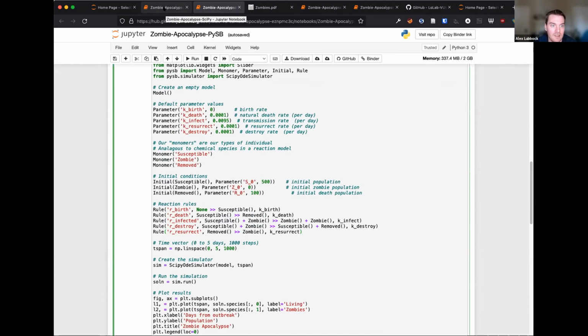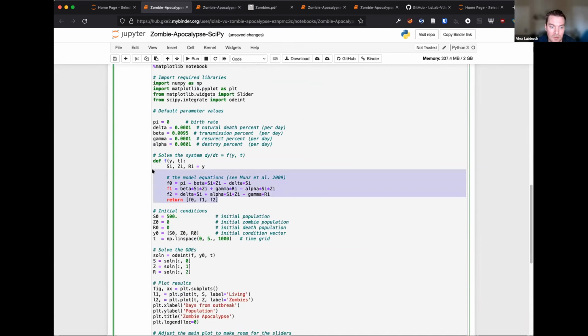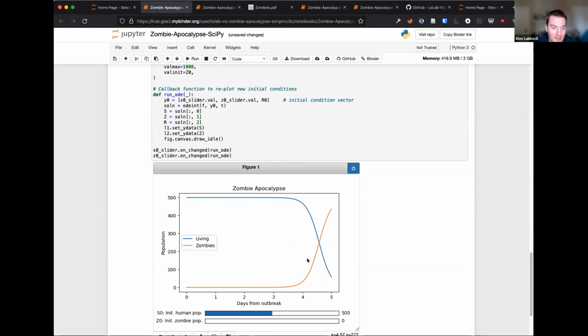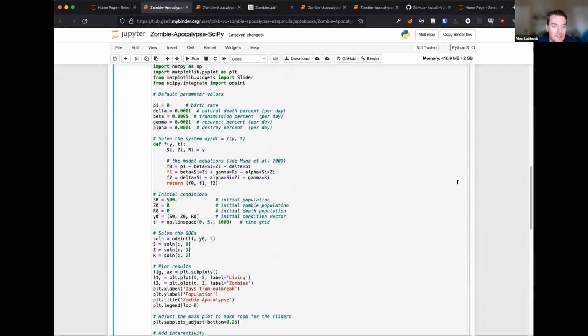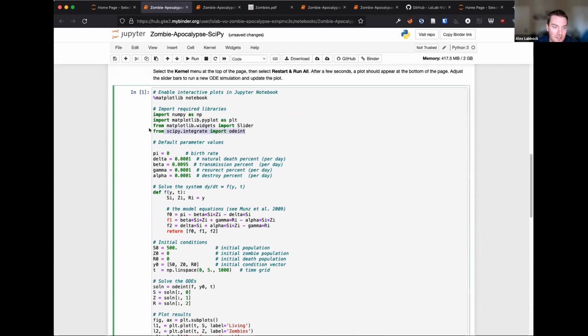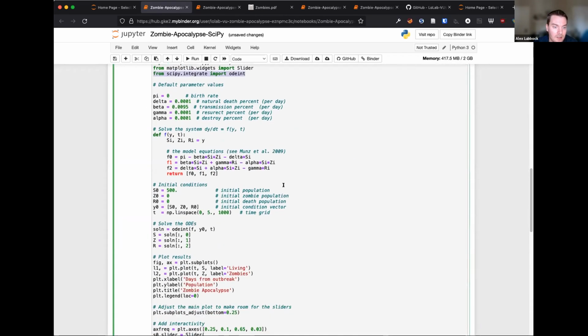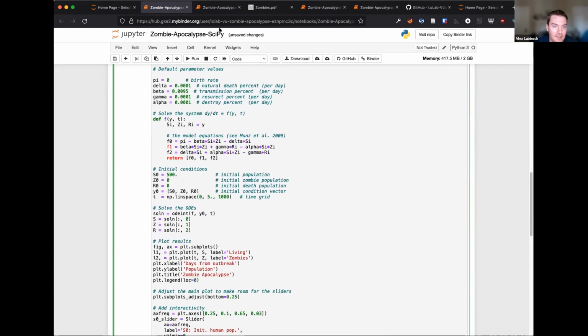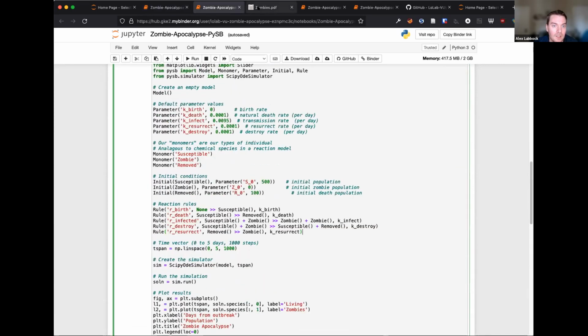You can do both, and particularly for small models, this is pretty manageable. If you prefer to deal directly with the math, then you can go ahead and do that. And if I actually run this, then you should see it runs exactly the same. And this is not using PySB. This is just using the SciPy library. So you can compare that and see the difference between the two.